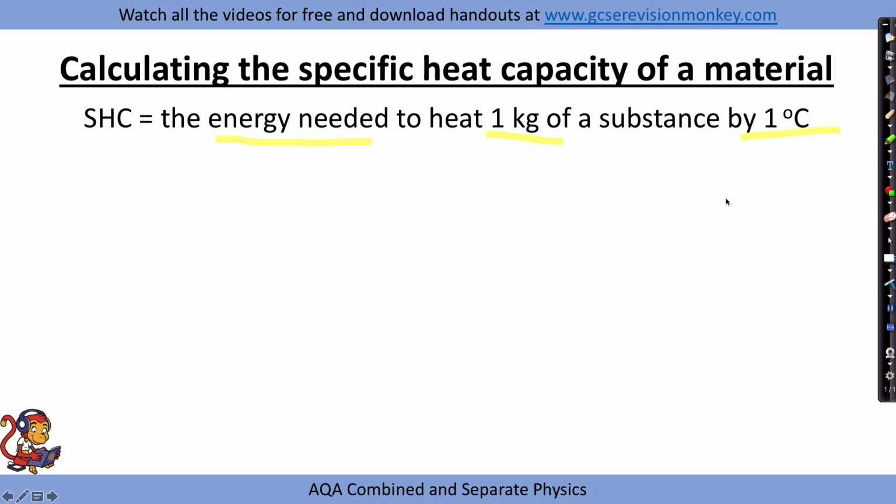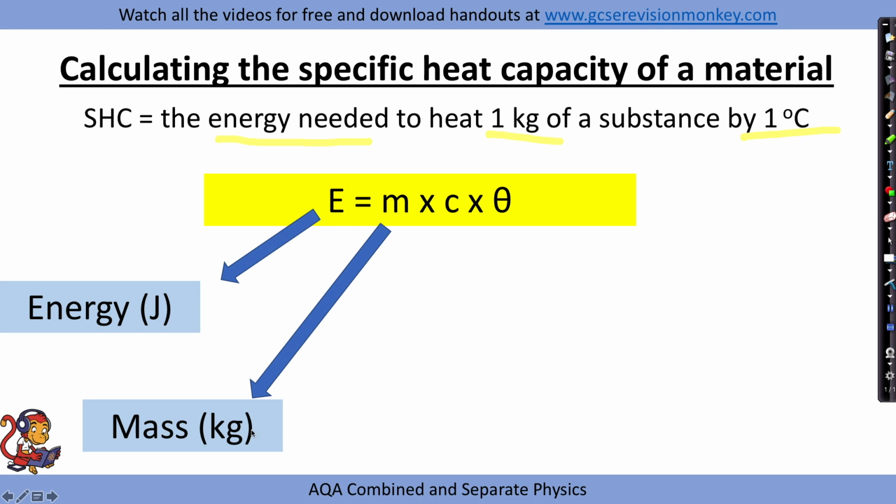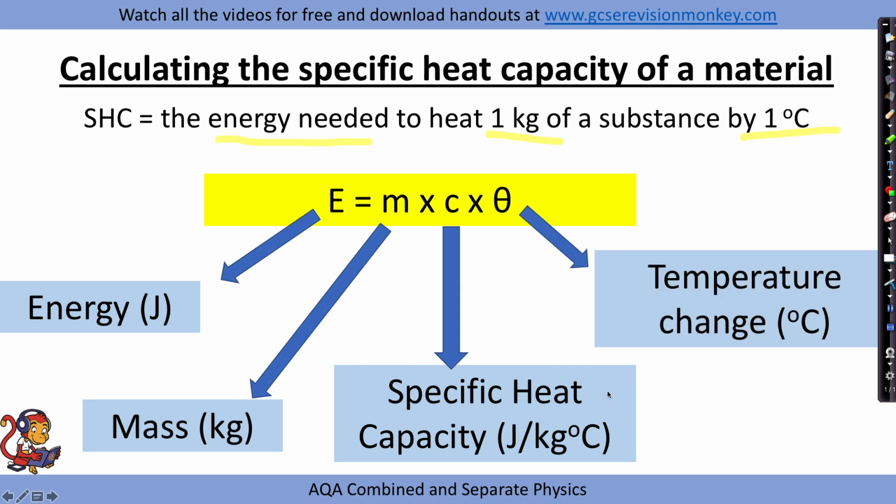Now there is an equation to go with this practical, and this equation you're actually given on your data sheet. The equation is E equals m times c times theta, whereby E is energy, measured in joules, m is mass, measured in kilograms, c is specific heat capacity, measured in joules per kilogram degrees C, and theta is temperature change, measured in degrees Celsius. So the good news is that you don't have to learn this equation. They will give you this one on the equation sheet.